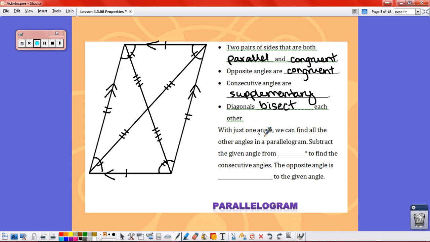With just one angle, we can find all the other angles in a parallelogram. Subtract the given angle from 180 degrees, because it's supplementary to the consecutive angle. The opposite angle is congruent to the given angle. So for example, if this is 70 degrees, then this has to be 110, because 70 plus 110 makes 180. This has to be 70 because it's opposite, and this has to be 110 because it's opposite of this one.